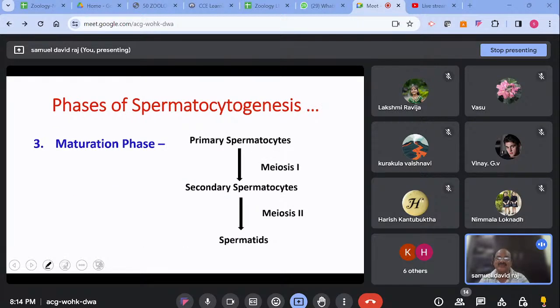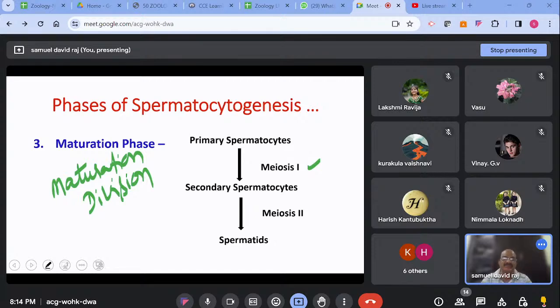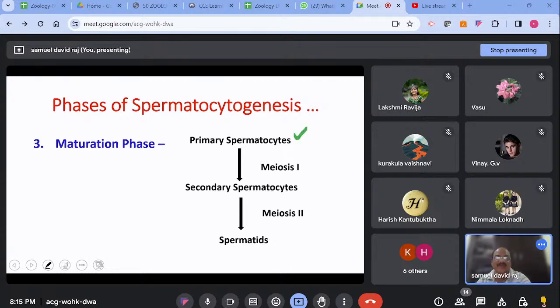And now it enters the maturation phase. During this, meiosis takes place, hence certain scientists call meiosis the maturation division. If you come across the term maturation division anywhere, you have to keep in mind that maturation division is nothing but meiosis. Why is it called so? Because it takes place during the maturation phase. So now, after the growth phase, we come across primary spermatocytes. They undergo meiosis 1 to produce secondary spermatocytes, which undergo meiosis 2 to produce spermatids.